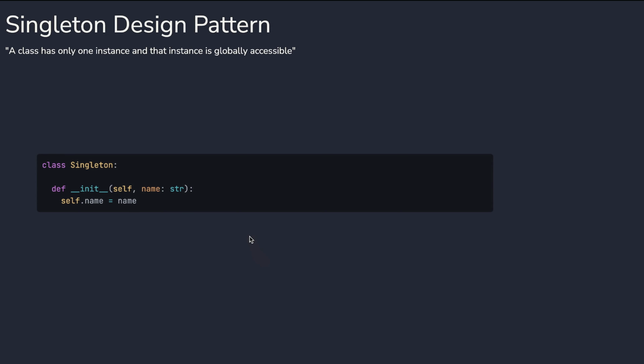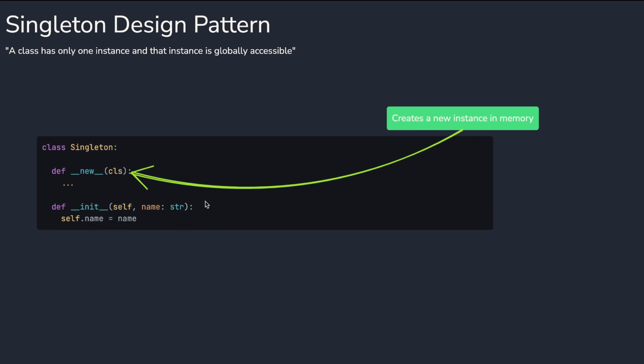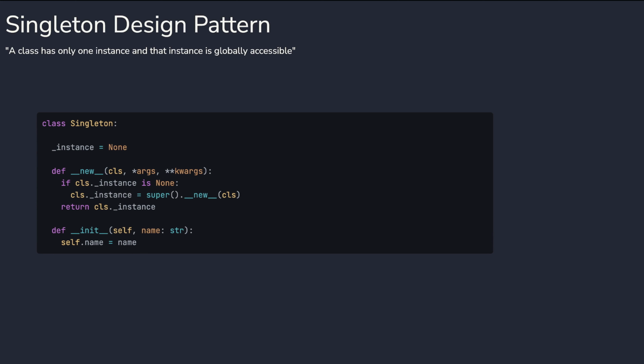Normally, when you create a class, you use the __init__ method. This method initializes the instance and sets up the instance attributes. But there is also a __new__ method which is responsible for creating the instance in memory. This is called before the __init__ method. We can use it to implement singleton pattern.